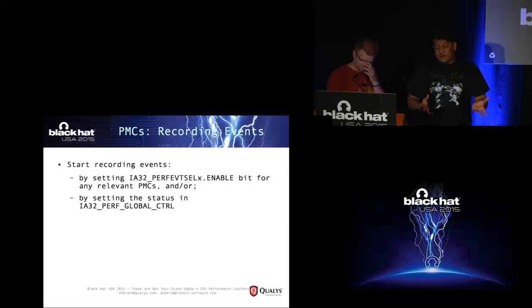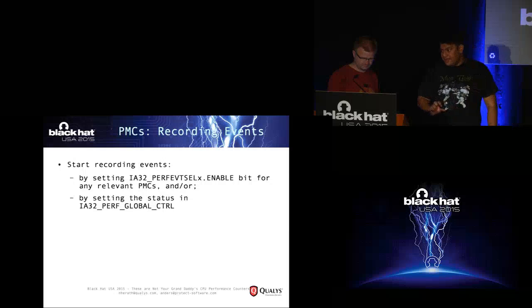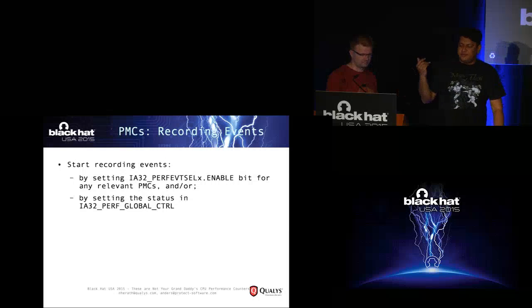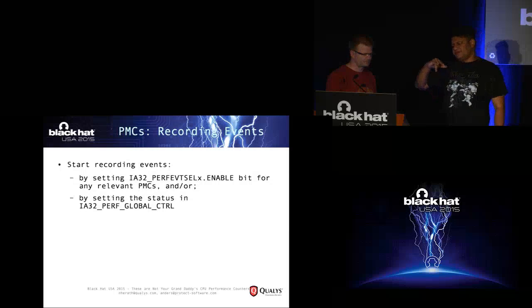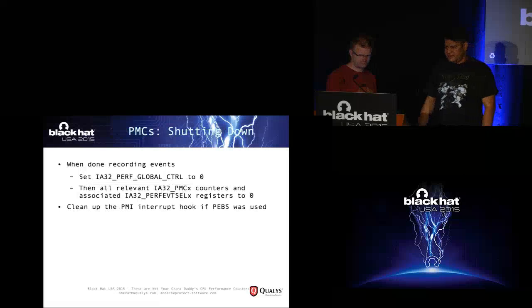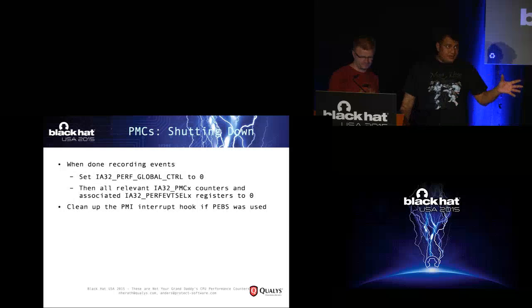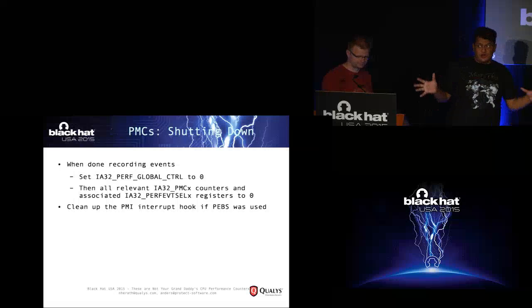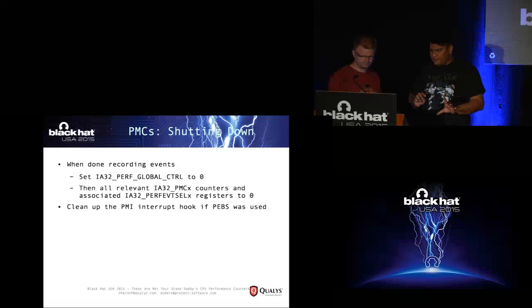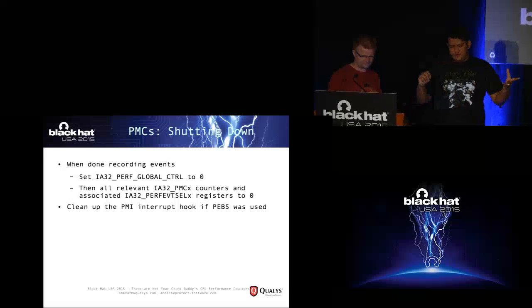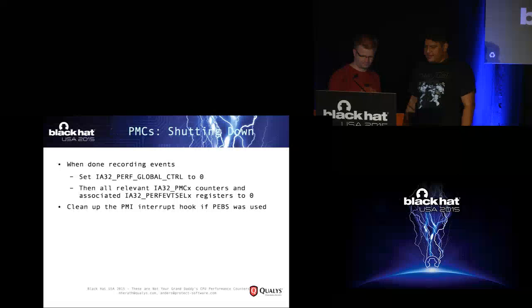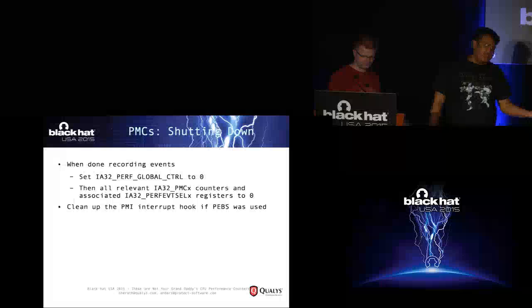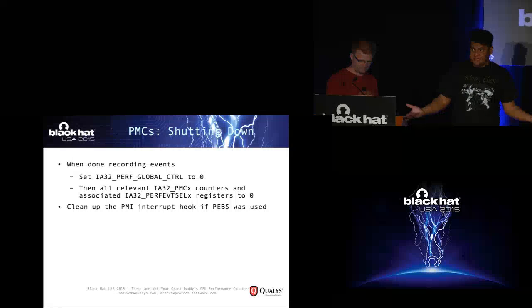To start recording events, once the event select is set up, you have to set the enable bit for that particular event select, and also make sure that the perf global control is enabled. When you're done recording events, you set the perf global control to 0, so the performance event collection turns off, and all the PMC counter registers, you can reset them. You also need to clean up the ISR that you have set up if you're using PEBS.